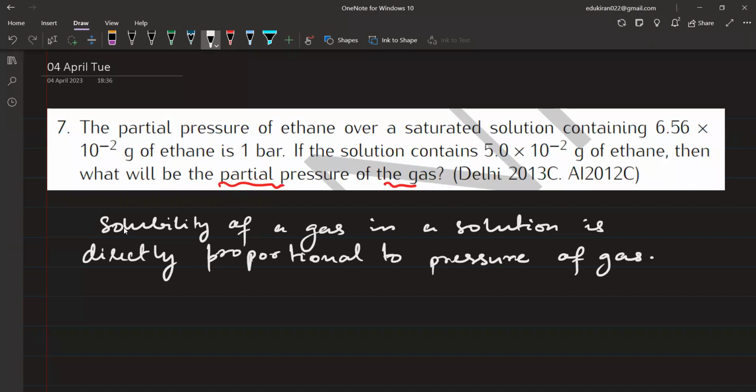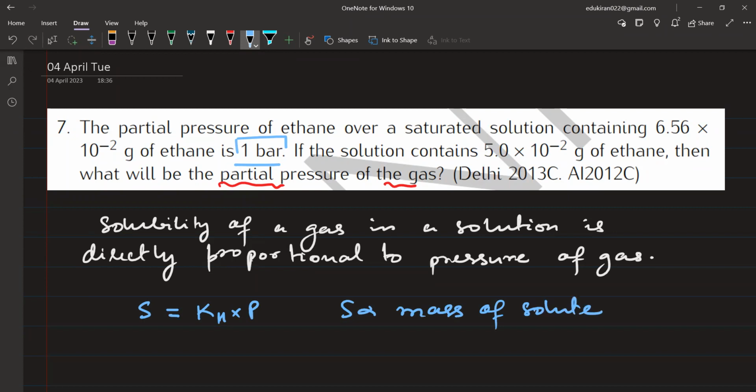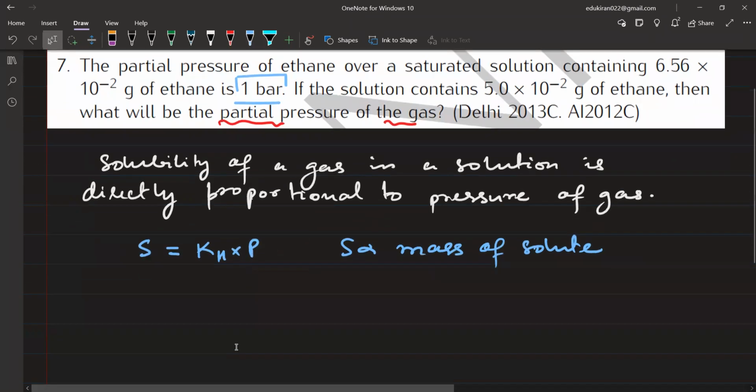Okay, so we'll use this equation because here they have given 1 bar, that is atmospheric pressure. Okay, what it means is that we have not added anything right now. The solution does not have any ethane. Whatever ethane is present is because of this 1 bar. So for this, we will write the equation that solubility is equal to a constant, that is Henry's constant, into the pressure of the gas, that is 1 bar. And this solubility is directly proportional to the mass of solute. What is the mass of solute? Directly proportional.